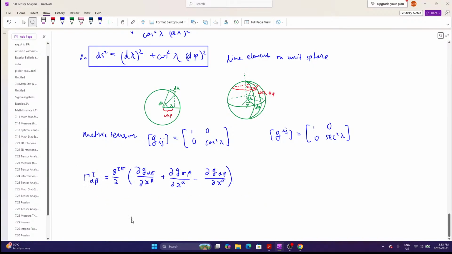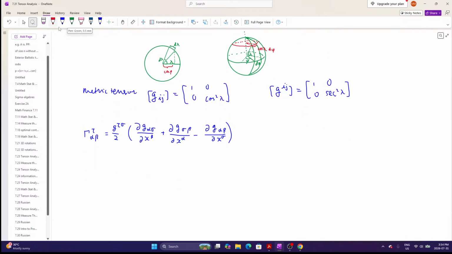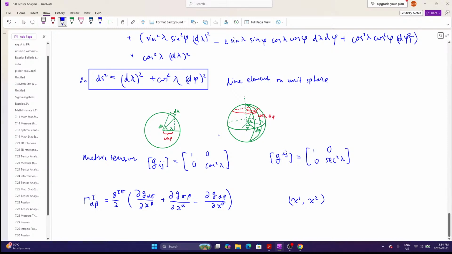Anyway, so this is a formula for the Christoffel symbol. Here let's denote x1, x2 as already committed. So x1 is lambda, already committed based on how we write the metric tensor. The first position is the coefficient of d lambda squared. So x1 is lambda and x2 is phi. You already committed here.